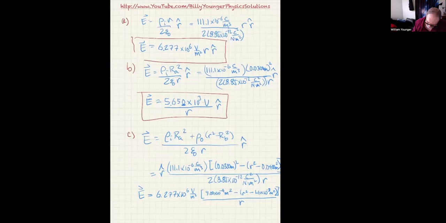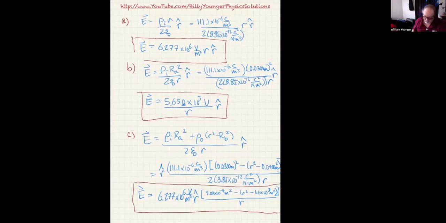And it looks like I'm going to have to rewrite that R hat. Let's do this. I'm going to put the R hat right here and then do 6.277 times 10 to the 6 volts per meter squared times R hat over R. So you can see that at least in between the inner shell and the outer edge of the shell, we're going to have a sort of like a 1 over R dependence, but it's going to be mitigated a little bit by the R squared in the numerator.